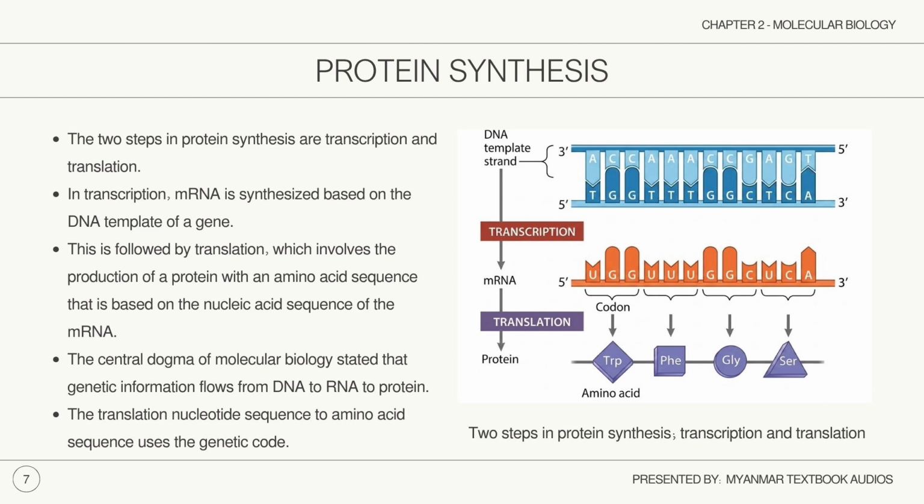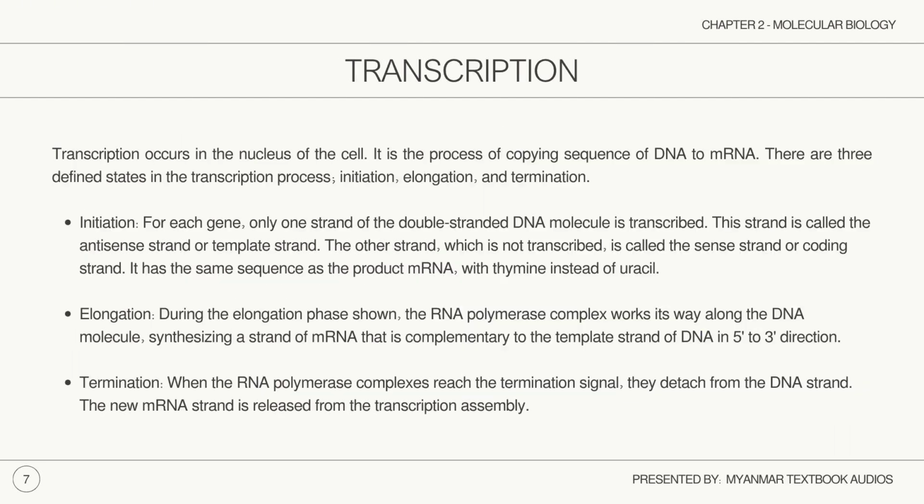The central dogma of molecular biology states that genetic information flows from DNA to RNA to protein. The translation of nucleotide sequence to amino acid sequence uses the genetic code.